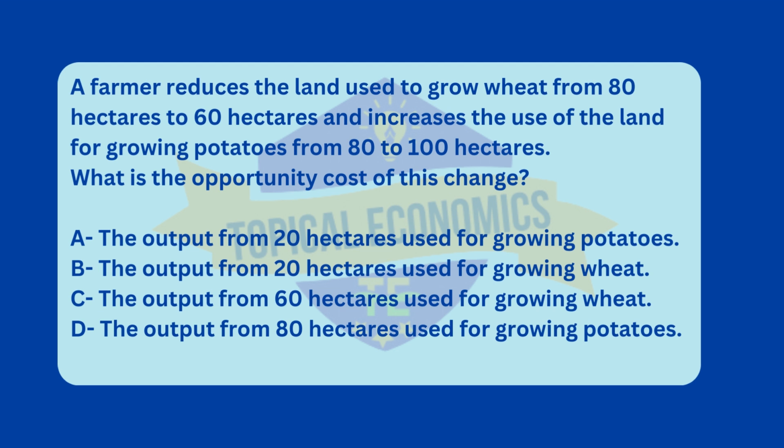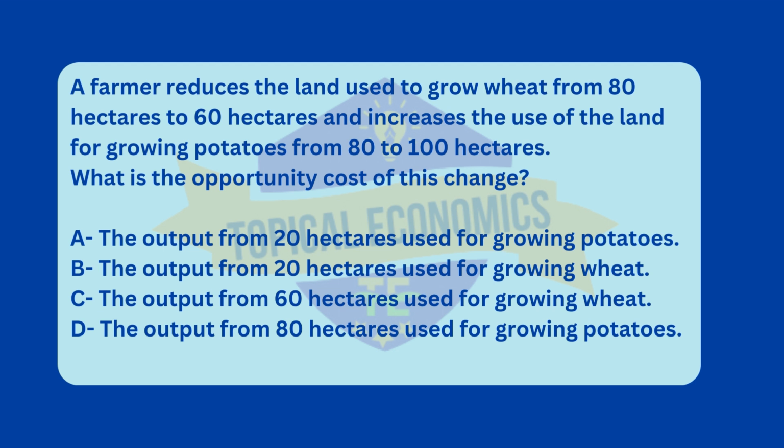A. The output from 20 hectares used for growing potatoes. B. The output from 20 hectares used for growing wheat. C. The output from 60 hectares used for growing wheat. D. The output from 80 hectares used for growing potatoes. This question is from year 2019 February-March version 2 paper. The correct answer for this question is option B. The output from 20 hectares used for growing wheat.